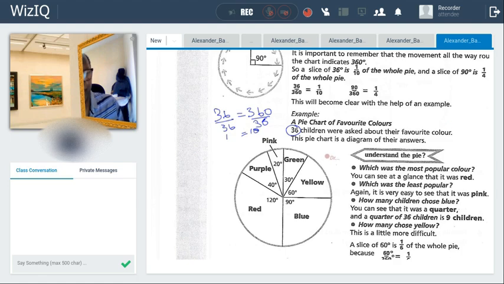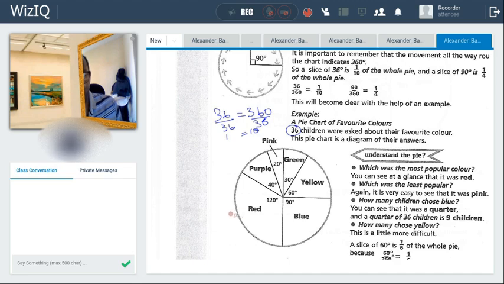Okay. So this pie chart is a diagram of their answers. So you can see there are 20 here, which means 20 is 2 times that, or this divided by 20 will give you the number of children who responded. Right? So this is 2, this is 3, this is 6, this is 9, this is 12, and this is 4. So as you can see, the most favored is this red color, because 12 of the children chose that color.